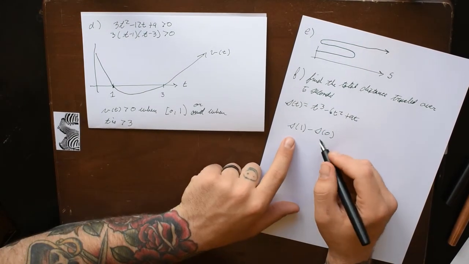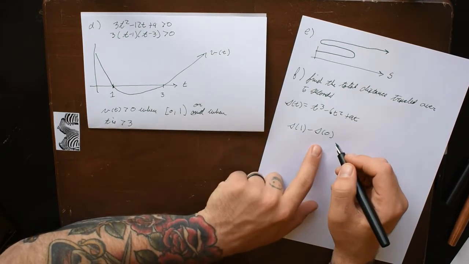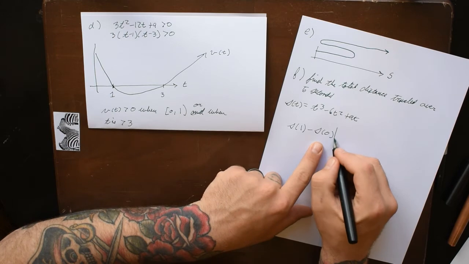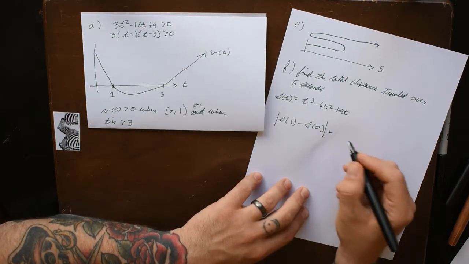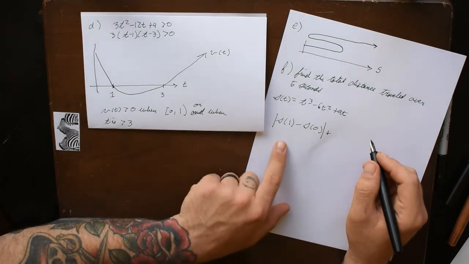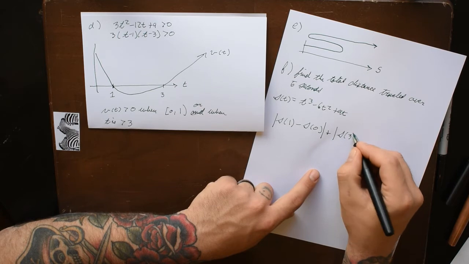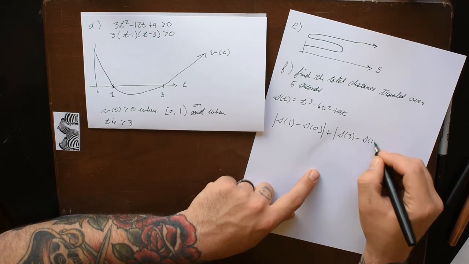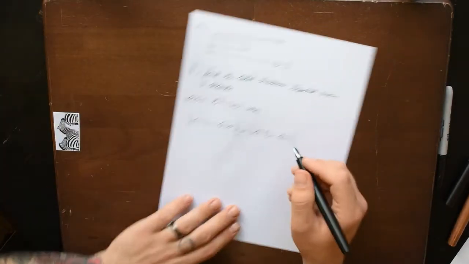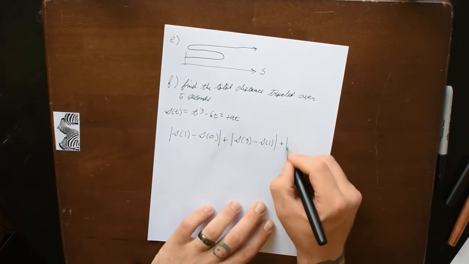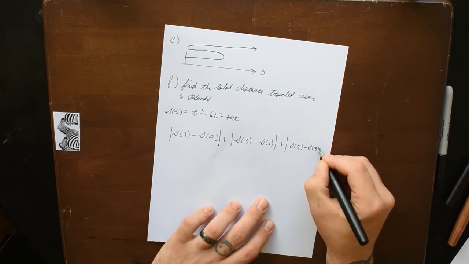And so this will represent the distance traveled over the first second. Distance is always positive, so whatever sign that is, I want the absolute value of it. To that, now we traveled backwards from 3 seconds to 1 second. I want to add s of 3 minus s of 1. And finally, we want to add s of 5 minus s of 3.